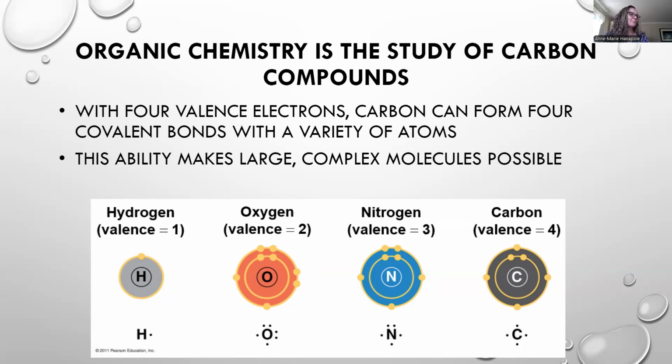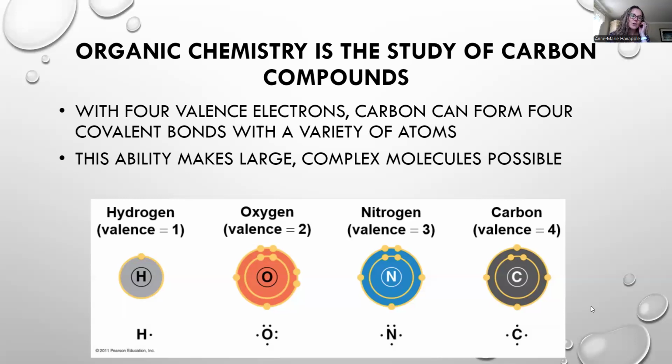So if we look at hydrogen, hydrogen has the ability to make one covalent bond. Oxygen has the ability to make two covalent bonds. Nitrogen has the ability to make three covalent bonds, but carbon has the ability to make four covalent bonds. And that is what makes carbon so special. It can make four covalent bonds.